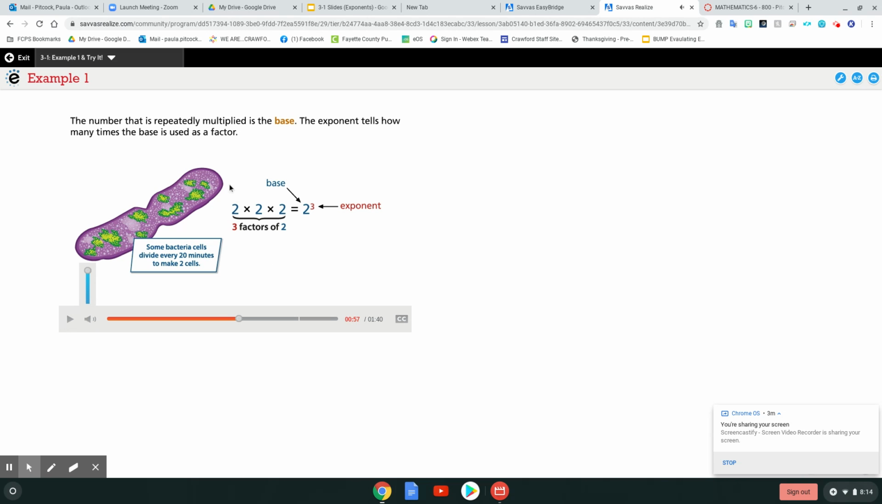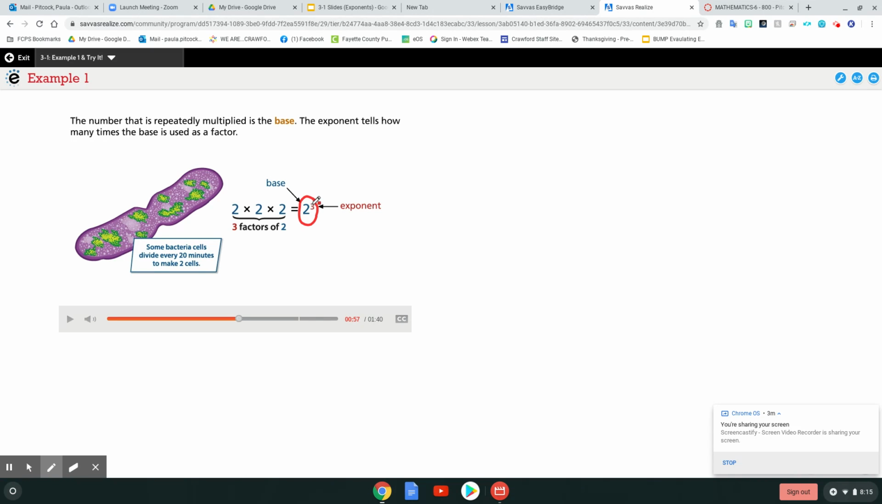Okay, so I'm going to pause right there. So this right here, the 2 to the little 3, that is called the power. You're rewriting a long repeated multiplication problem a shorter way. This is called the power. The base, base is the big number. The number that is larger is the base.